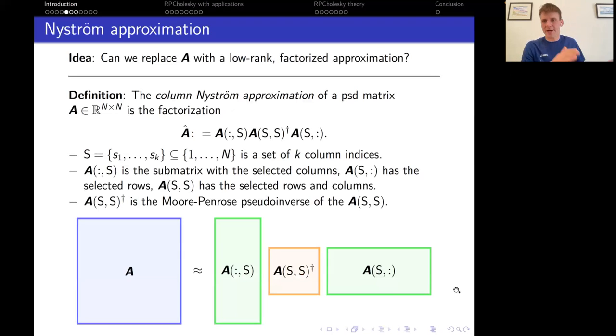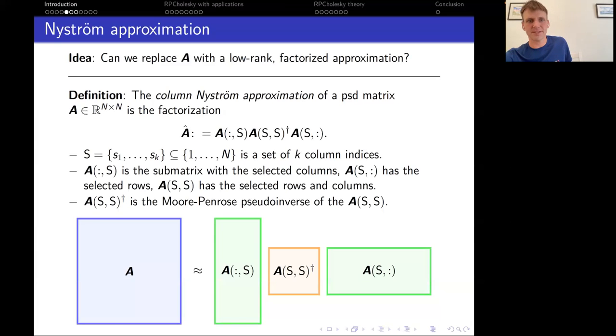The idea is we're not going to do that. We're not going to deal with the whole 10 to the 5 by 10 to the 5, 10 to the 6 by 10 to the 6 matrix. We're going to replace A with a low rank factorized approximation. And the running question is, can we? How well does it work? What bounds can we prove? We specifically want to use what's called a Nystrom approximation or a column Nystrom approximation.